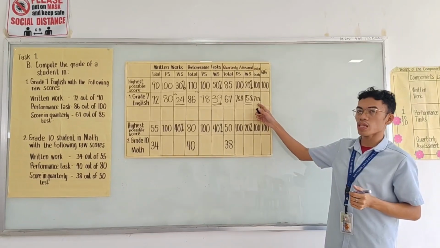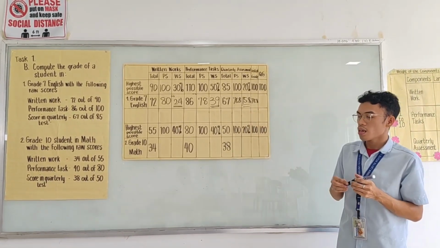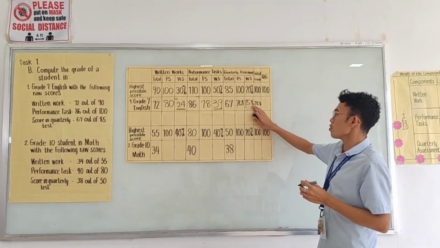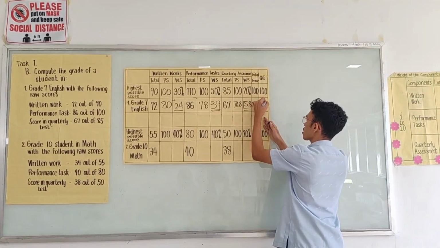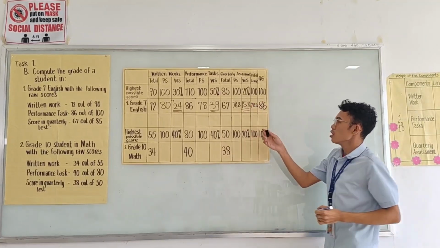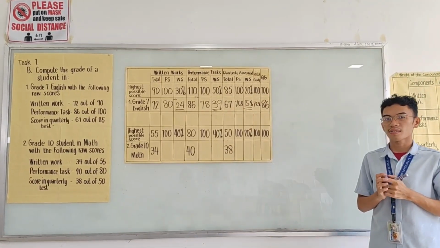So we're going to transmute it to get her or his quarterly grade. Here, particularly, the transmuted value is 86. So this is her quarterly grade in the English subject.